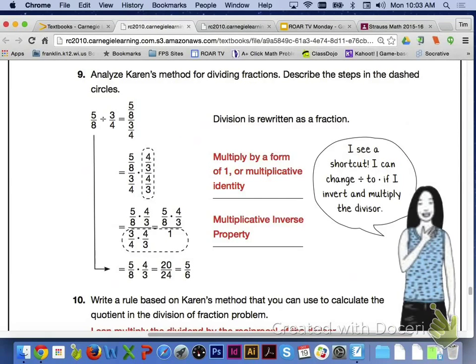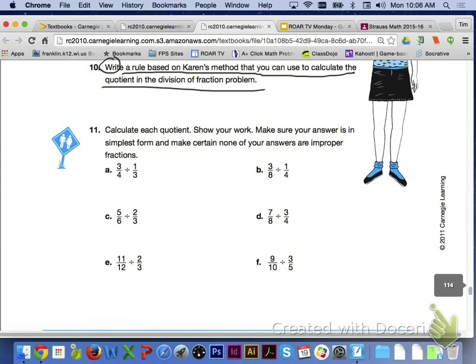The final thing then that she did was implement the multiplicative inverse property. So 3/4 divided by 4/3 is going to give you your 1 whole, and then 5/8 times 4/3 is what you will have for your numerator. So now all you have to do is multiply those two fractions together, simplify if necessary. We end up with 5/6 for our answer in order to get the fraction in simplest form.